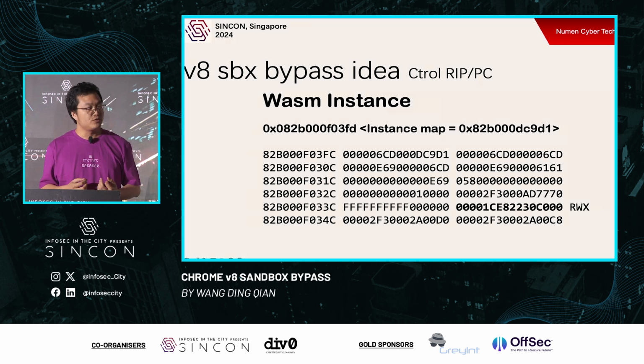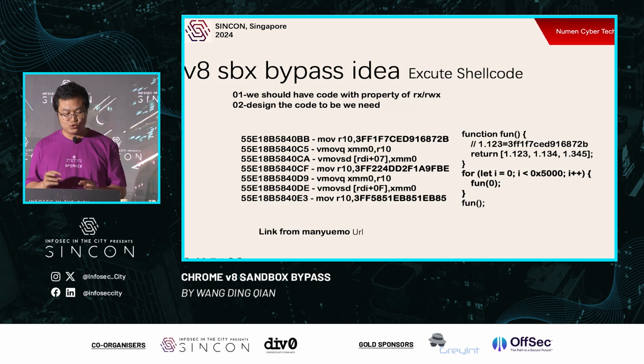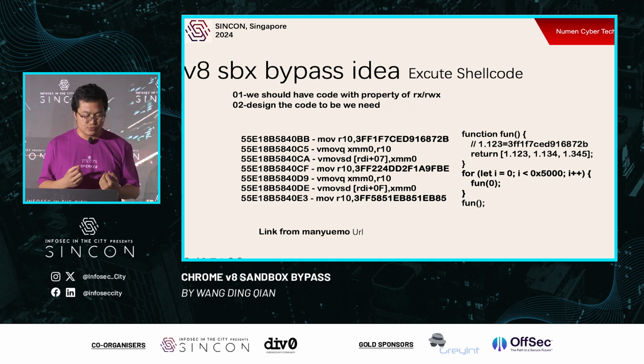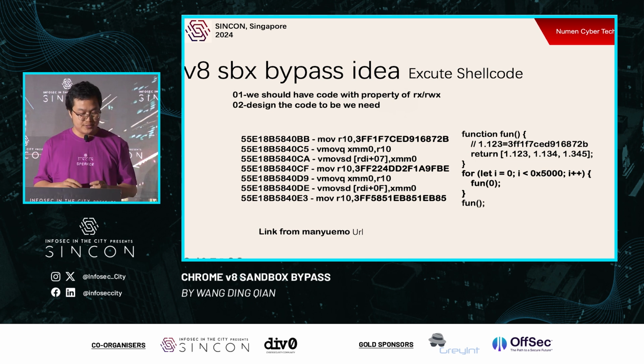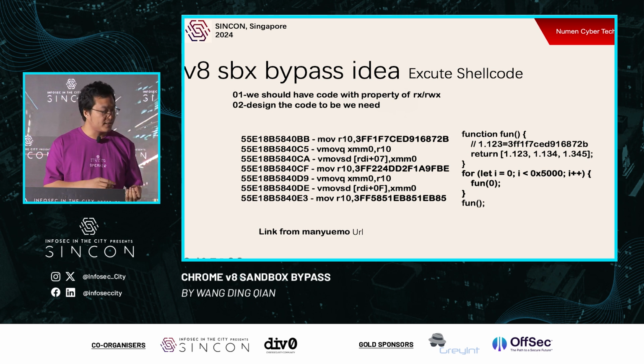Initially, Maimo did not use this method. He used the JIT engine, the JIT method. But after he updated the POC, Google patched it quickly. So the second method is: WASM supports bytecode, but it also supports some JIT functions. So the second method is very simple. We just need to make a very, very long loop in the function, and WASM will add some JIT code.